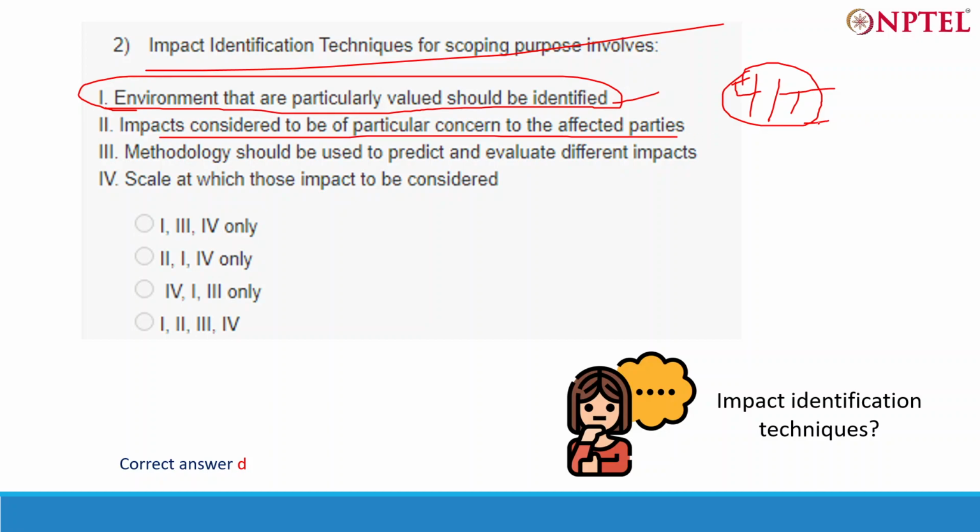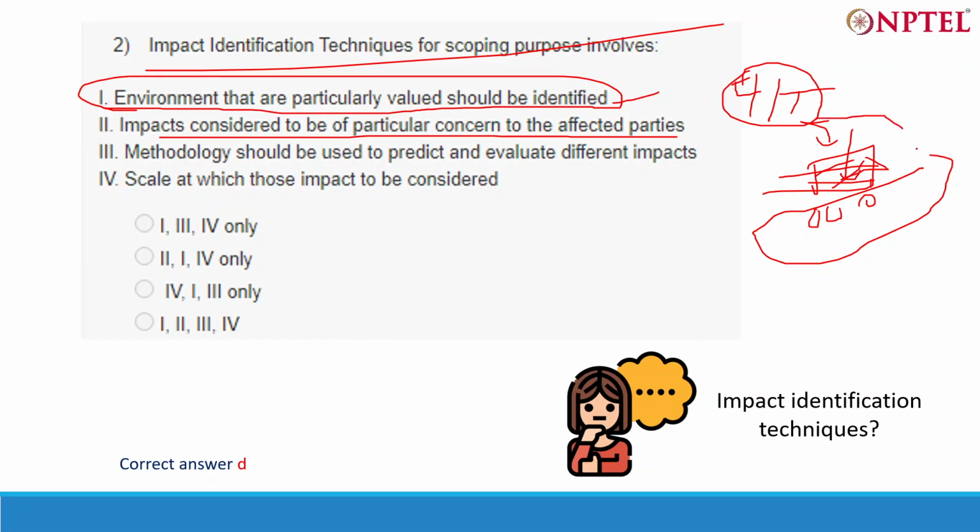So if a project is situated near a river, and this river has fishing activity by the nearby villagers, and the rest is rocky terrain, impacts to the river are much more of concern than the impacts to the rocky terrain, because nobody is going to do agriculture on the rocky terrain. So more impact is to be considered on the water bodies. This is what needs to be identified.